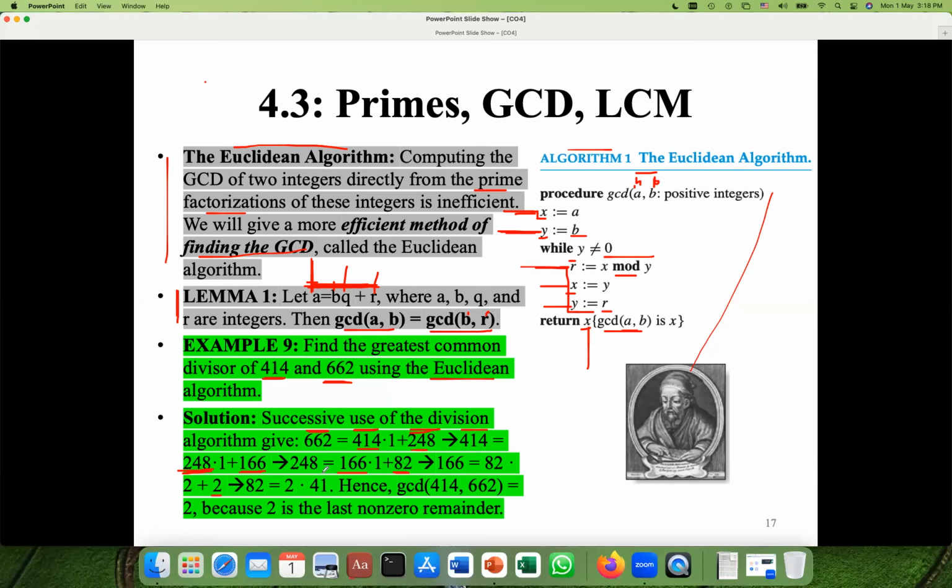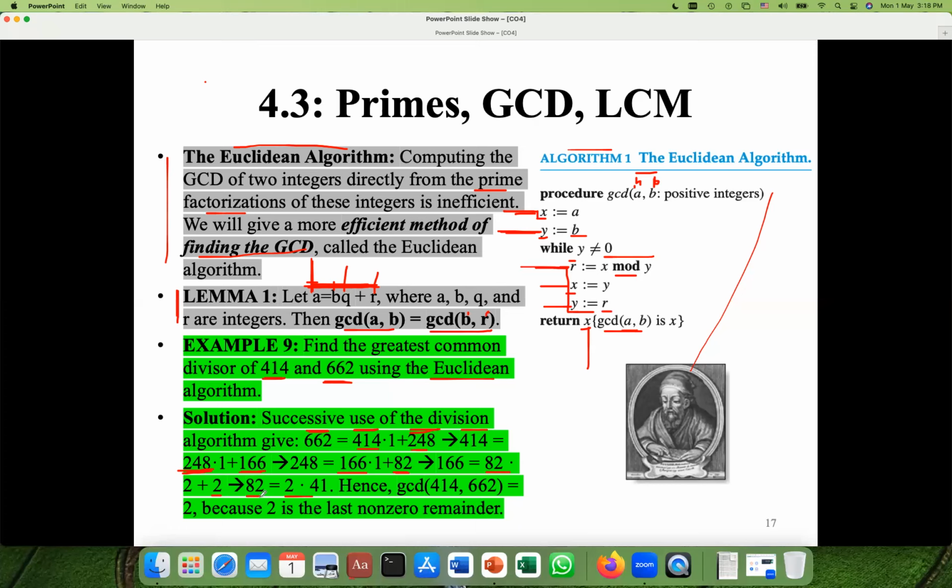So anyhow, now we are here. 82 is my x, and this 2 is my y for the next pass of the loop. Now you are dividing 82 by 2, which is 2 multiplied by 41, so it is equal and the remainder is 0. Now y becomes 0 and you will come out of this loop.